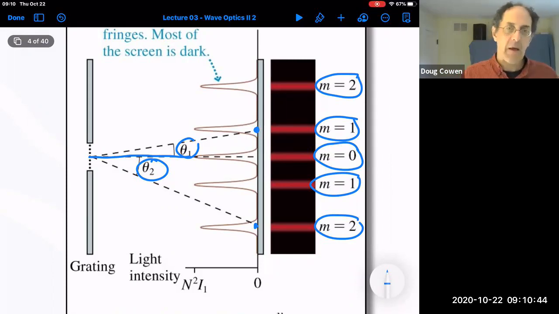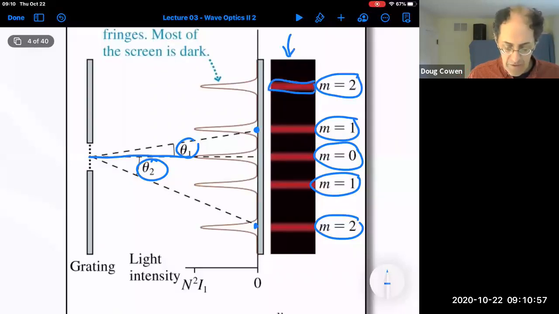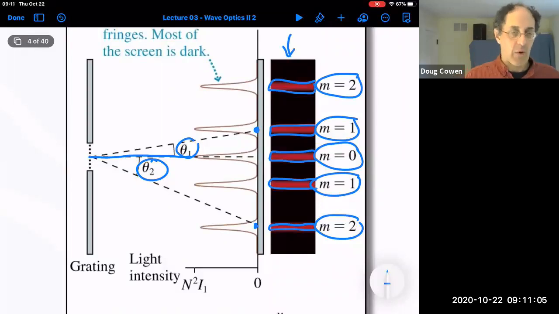What's nice about diffraction gratings is that most of the screen here is dark. As you can see by this picture, you only get bright fringes in a few locations on the screen. And so it's easy to distinguish where they are.